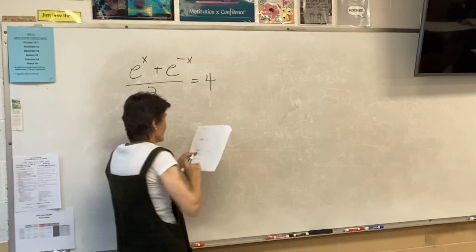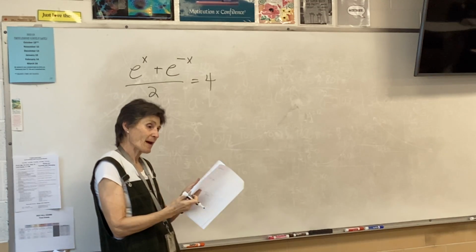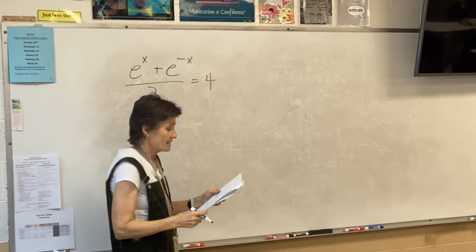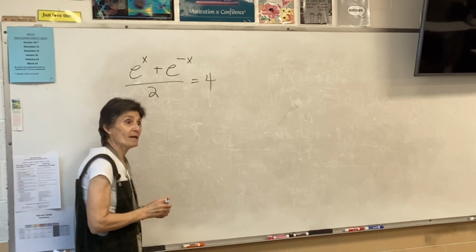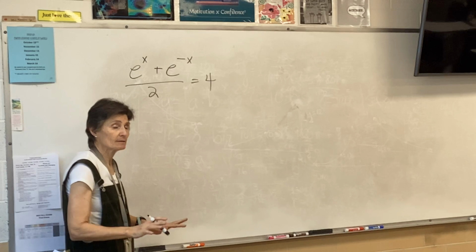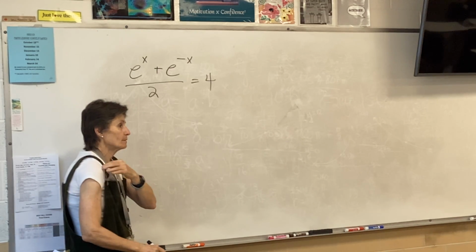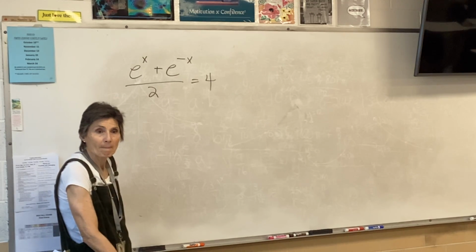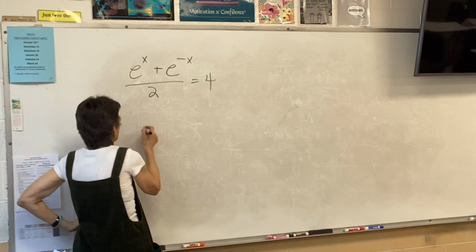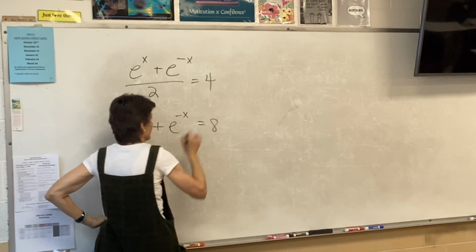Yesterday, we did letter G. This is on the back of page 37. Yesterday we did G, today we're doing I. Don't panic, they're done exactly the same way. So, does anybody remember from yesterday how we started? Times by 2. Multiplied this 2 to the other side. Perfect, Amanda, that's exactly what we did.